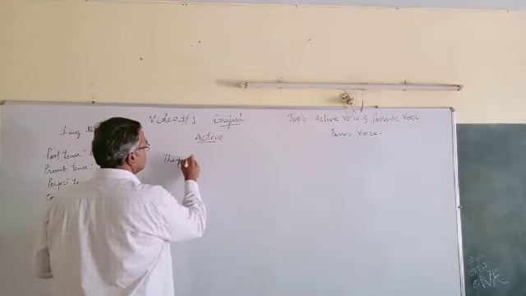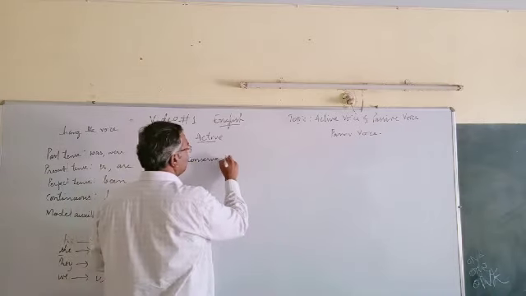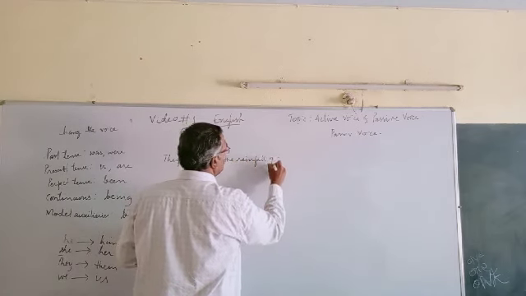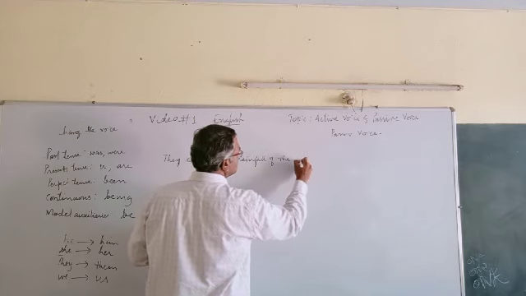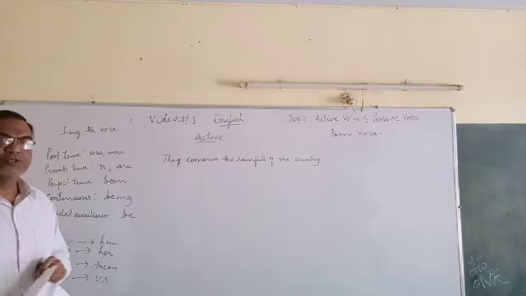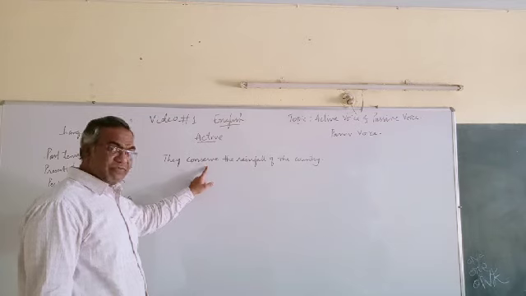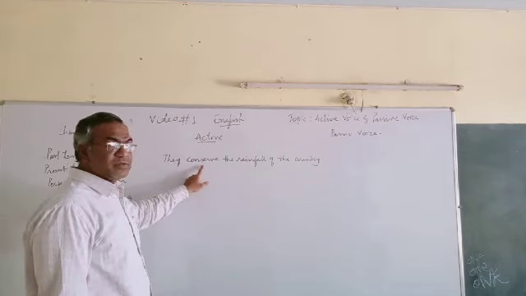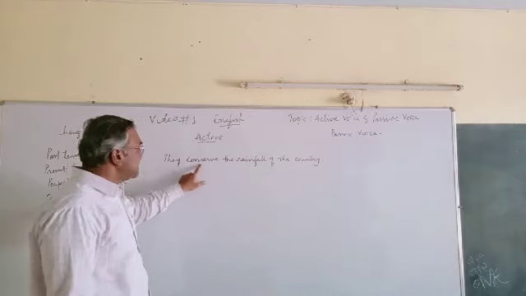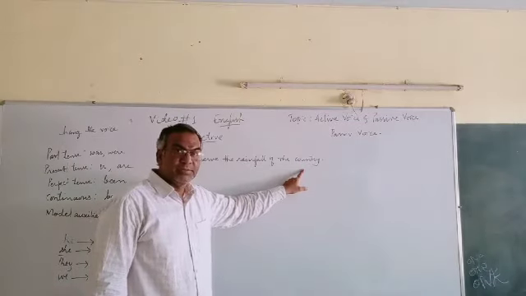Here is a sentence. This came in the exam. They conserve the rainfall of the country. This is an active voice sentence. Conserve means save for future. They conserve. What do they conserve? They conserve the rainfall of the country.